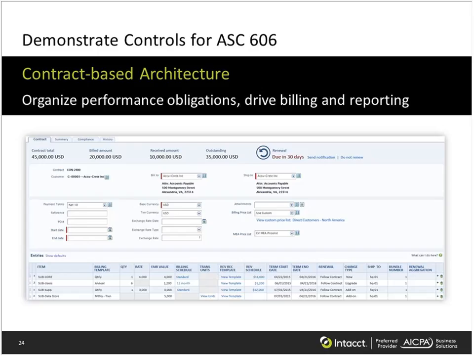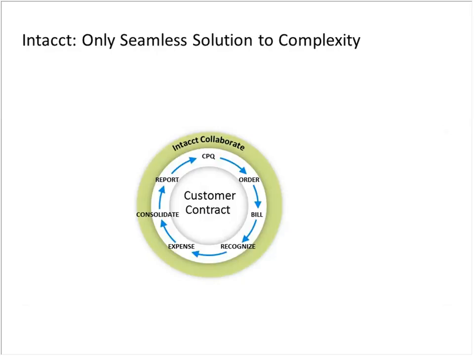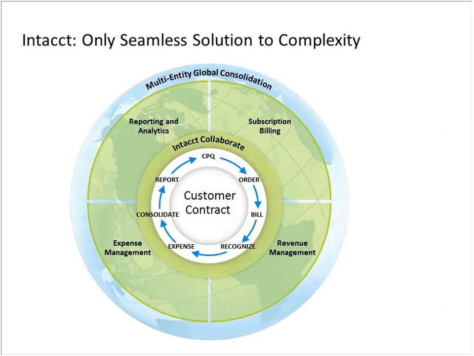So what we've delivered with contract and revenue management is a contract-centric architecture, a contract object that becomes the focal point for organizing performance obligations to handle all of the accounting, but it's also the same contract that drives billing as well. And so it's a very unique architecture in the industry, and we've done it this way to provide really a seamless solution to all of the complexity that subscription companies face by putting the customer contract at the center of the architecture, so you can track all the performance obligations related to a contract and manage those through the complete life cycle.